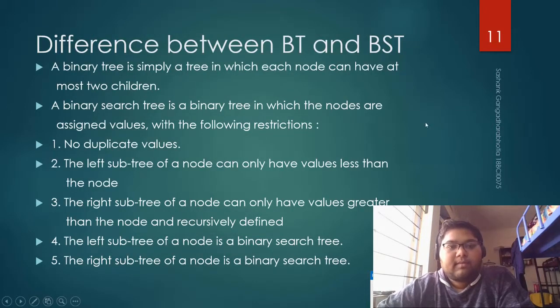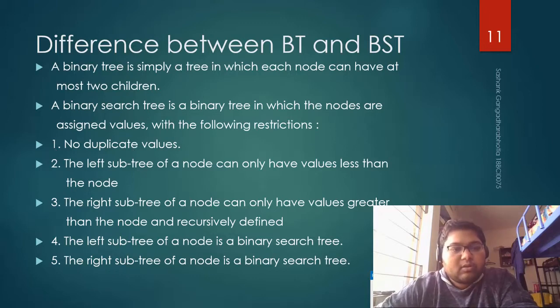So the differences between a binary tree and a binary search tree are as follows. As we have already seen, a binary tree is simply a tree in which each node can have at most two children. A binary search tree is a binary tree in which the nodes are assigned values with the following restrictions: no duplicate values, the left subtree of a node can only have values less than the node, and the right subtree of a node can only have values greater than the node. These are the key points we have discussed earlier.